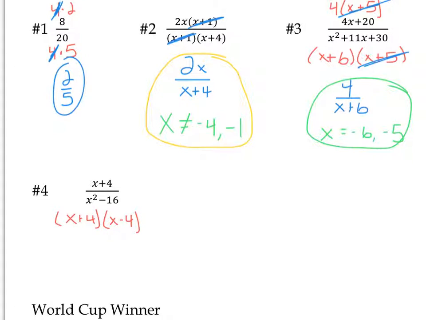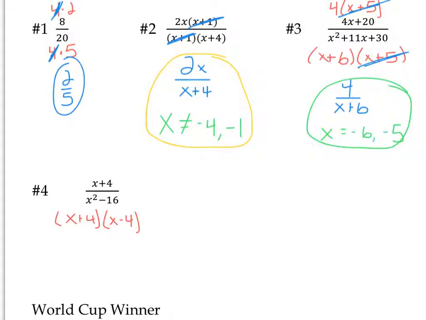X times x is x squared. 4 times 4 is 16, and it's a difference of squares, so we have one with a plus and one with a minus. If we FOILed this, the middle terms would be -4x and +4x and cancel each other out. That's why we have no middle term here. We just have the x squared and then the minus 16.